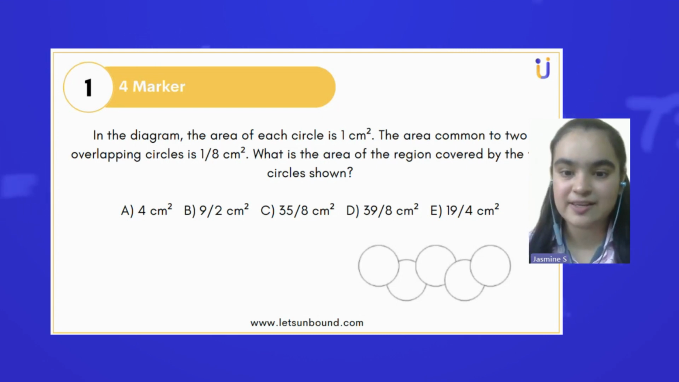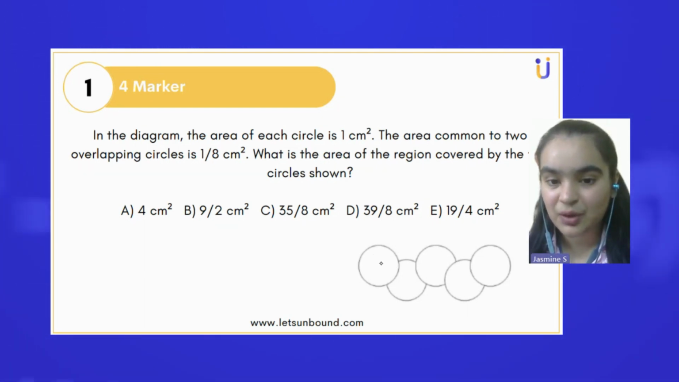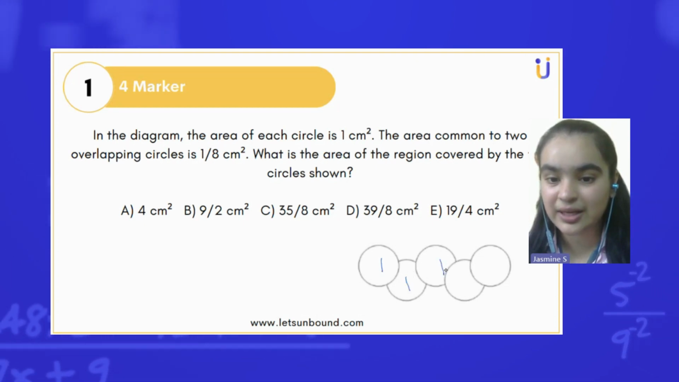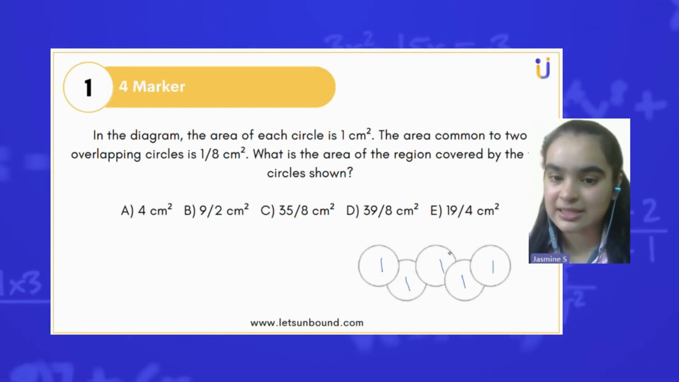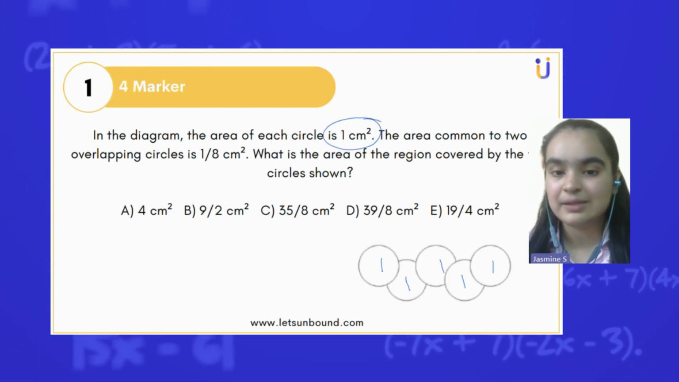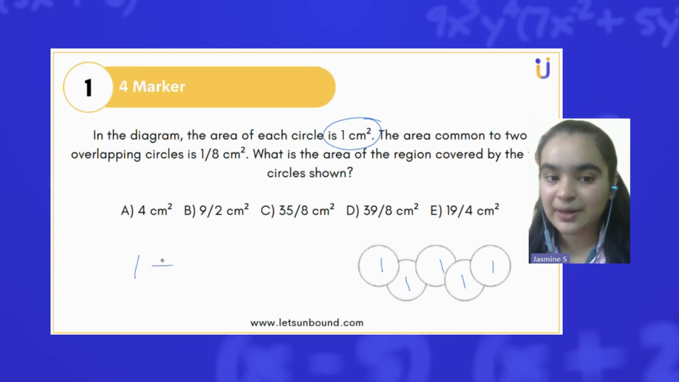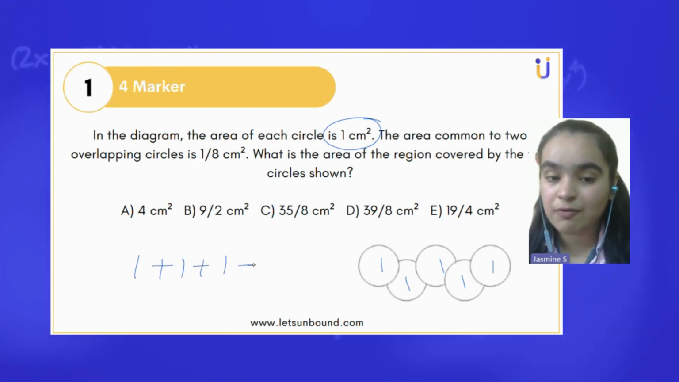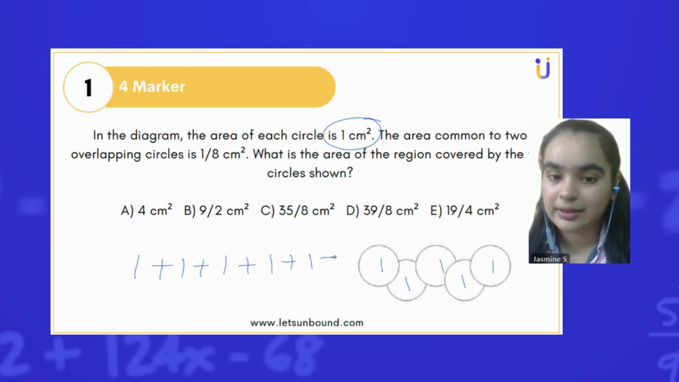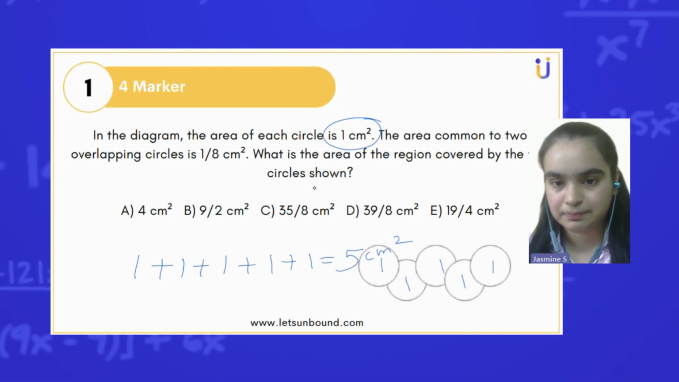So they have provided us the figure here. And as you can see, there are 1, 2, 3, 4, 5 circles. And the area of each of these circles is 1 centimeter square. That means in total, the area of all the circles will be 5 centimeter square.